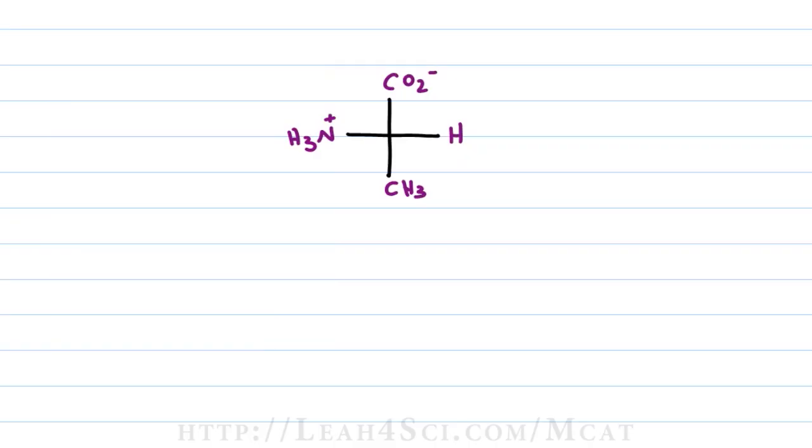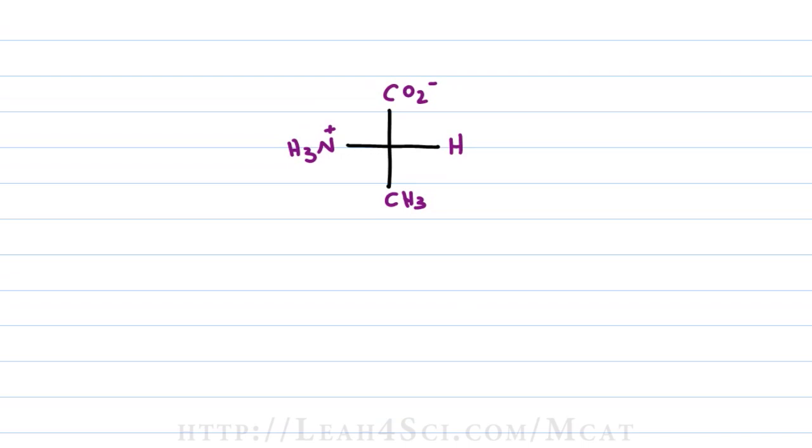A lot of students see this and then they get confused. Is it horizontal wedges and vertical dashes, or the other way around? The correct way to represent this molecule is a central carbon with a hydrogen atom forward on the right, NH3 plus forward on the left, and CO2 minus and CH3 going into the page, top and bottom.